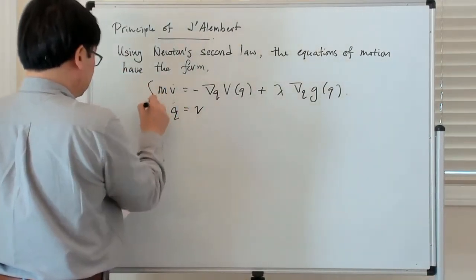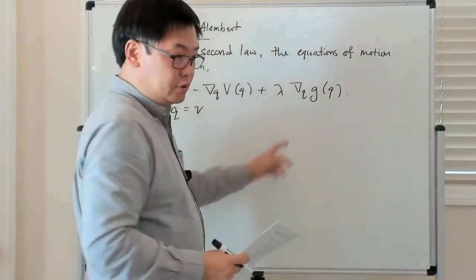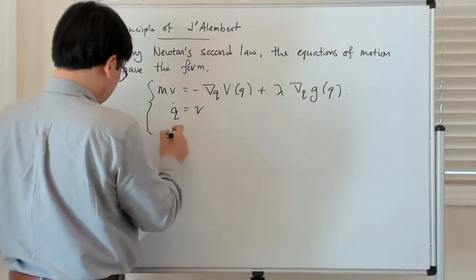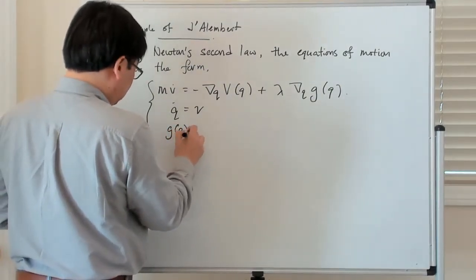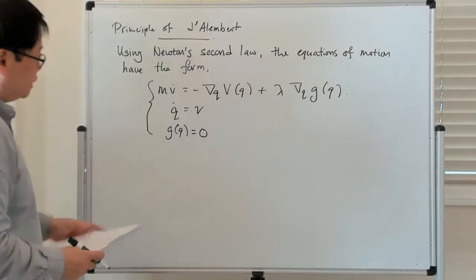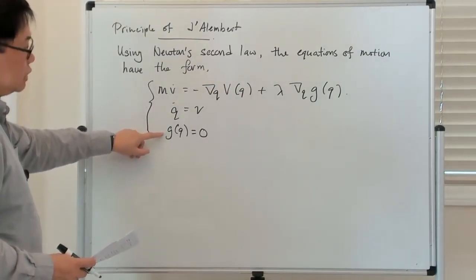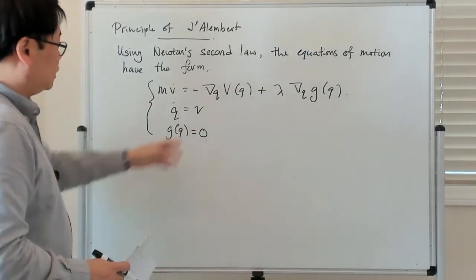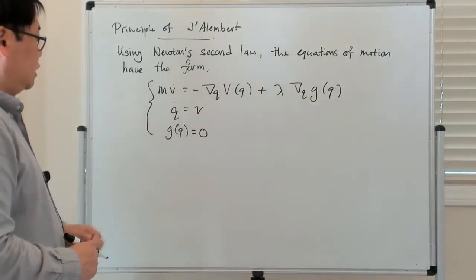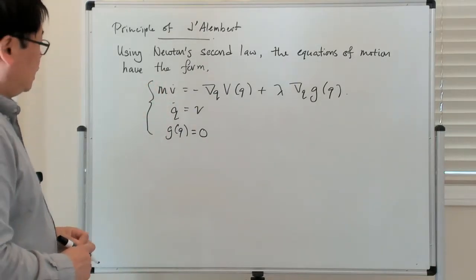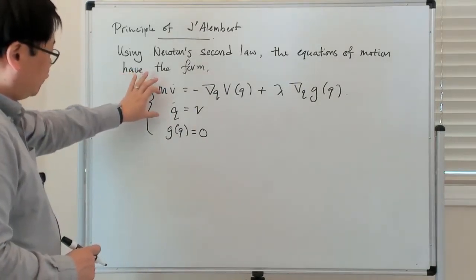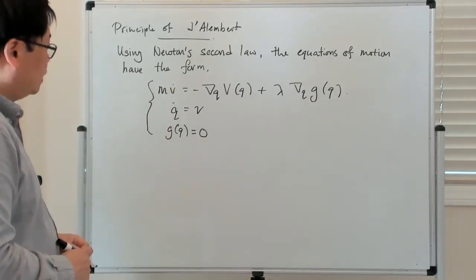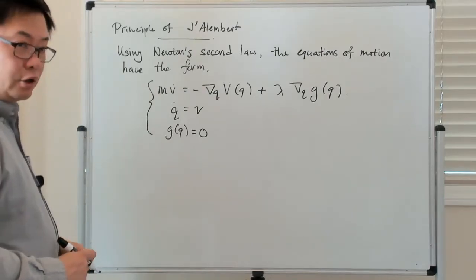Of course you don't have enough to close the equation yet. You still need to know what lambda is. And then the third equation is that g of q is equal to 0. This constraint is often enough to allow you to solve for lambda, which guarantees that you can use this system of differential equations with an algebraic constraint to evolve the situation forward. So this is an example of what is called a differential algebraic equation.